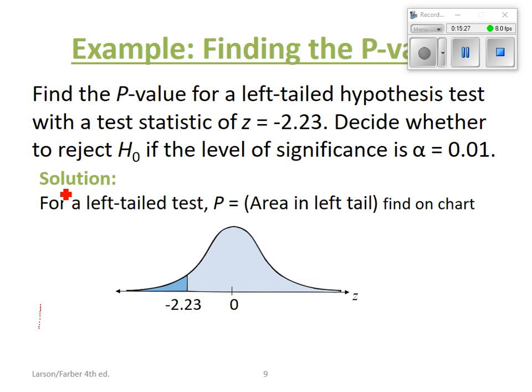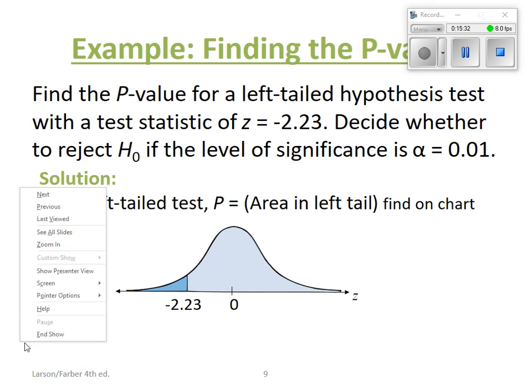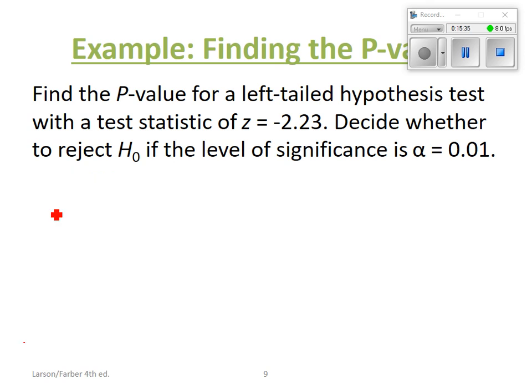Find the p-value for a left-tailed hypothesis test with a test statistic of negative 2.23. Then decide whether to reject or fail to reject if your level of significance is 0.01. So get out your charts, help me out. We know our z-score is negative 2.23. We want to know this area. So on your chart, look up negative 2.2 and then go over to 3, and what's it tell us?